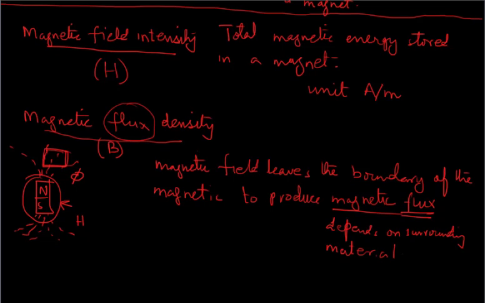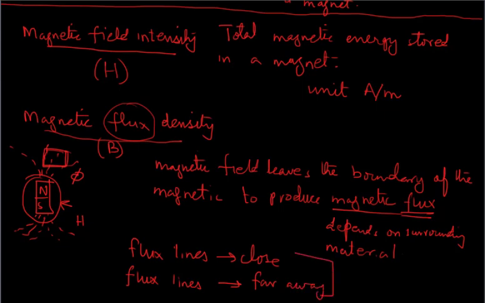Now, once these flux lines are spread into the space, flux lines can be close to each other, or flux lines can be far away from each other. And this concept of close or far away is represented in magnetic flux density. How close or how far away are these flux lines?